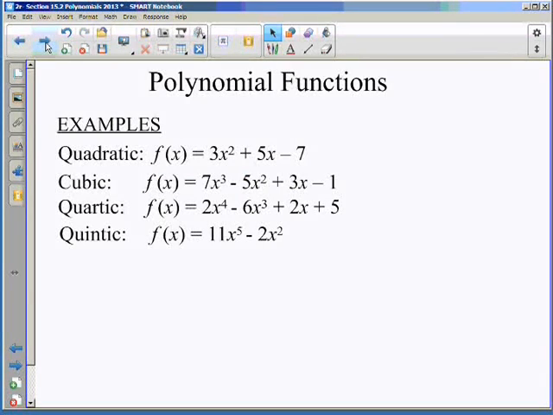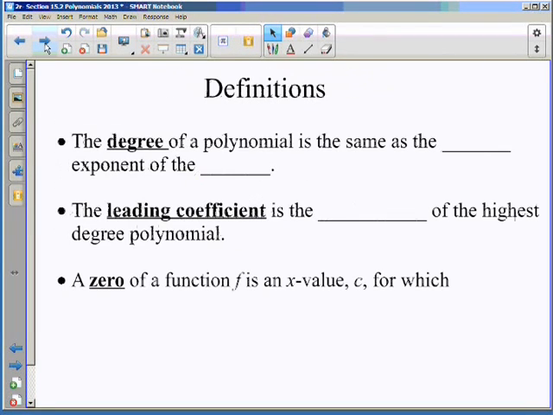Some basic polynomial examples. Quadratic, you've seen, has a degree 2. Cubic, a degree 3. Quartic and quintic, not used a lot in this class, but 4 and 5 is the highest degree for those polynomials. But we could keep going. And some basic definitions. The degree of a polynomial is the same as the greatest exponent of the variable. And we typically use x for this.